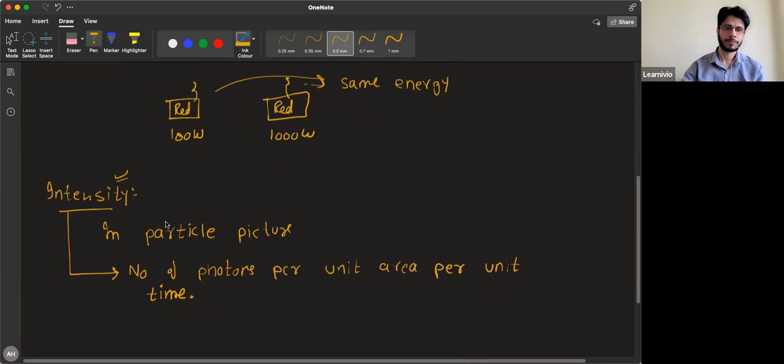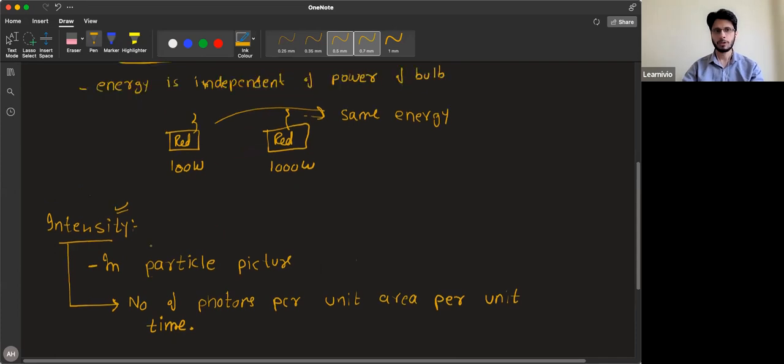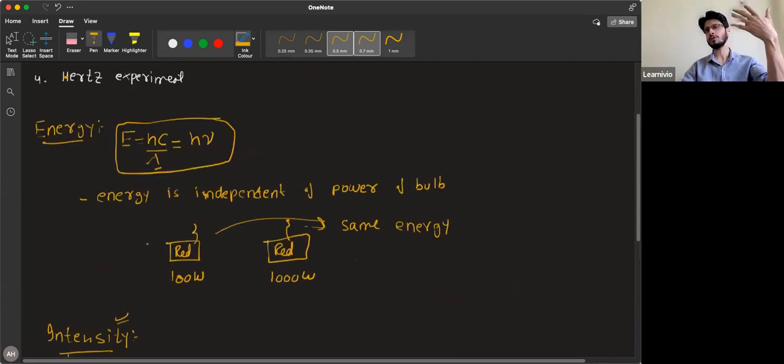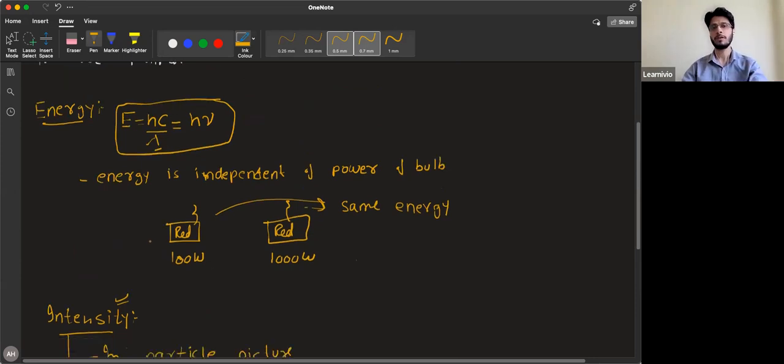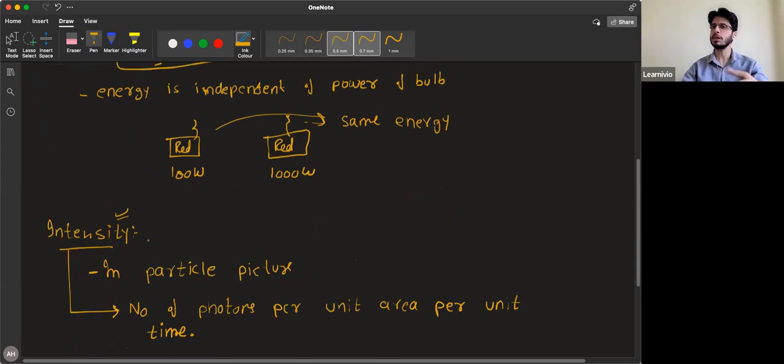Okay, sir. So in the particle picture, intensity means just the number of photons per unit area. So these are the two things that should be very, very clear. If I'm changing frequency, then I'm changing energy, not the intensity. If I'm changing intensity, that means I'm changing the number of photons.